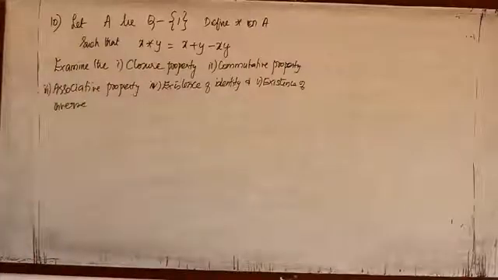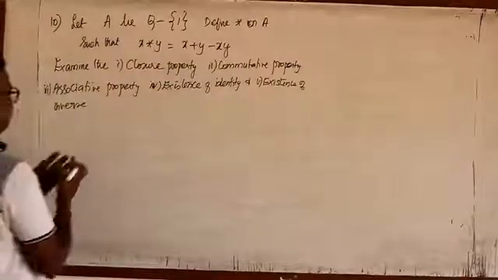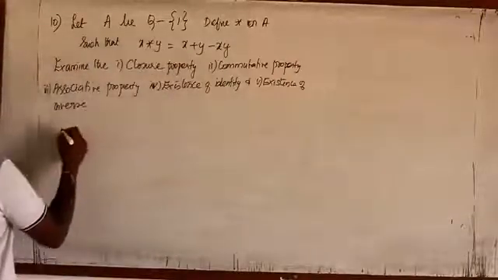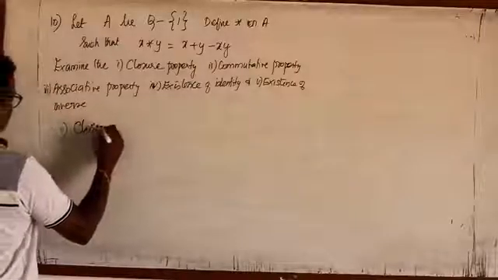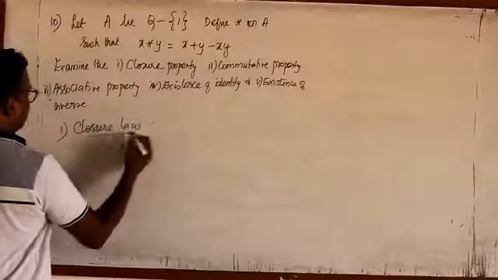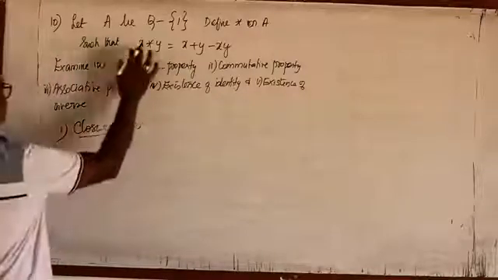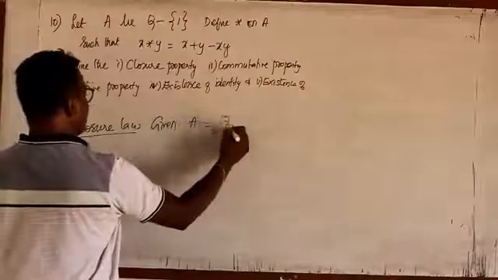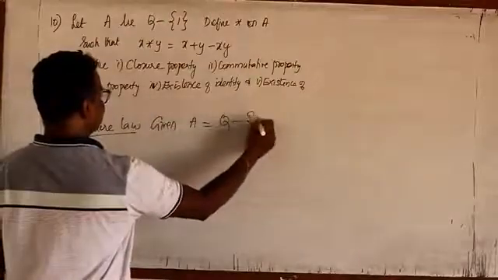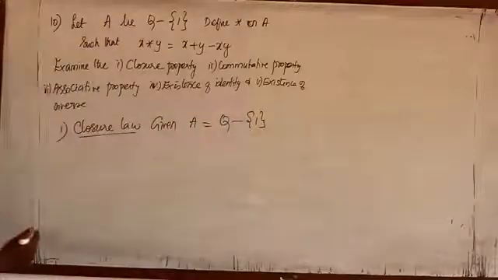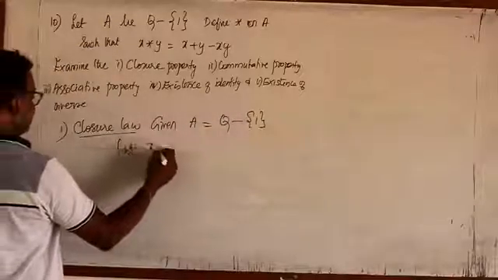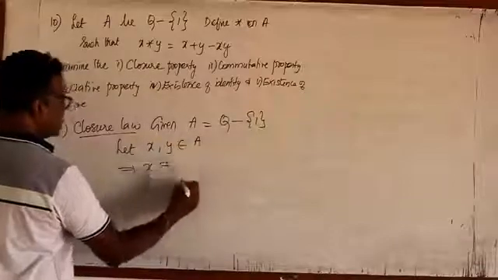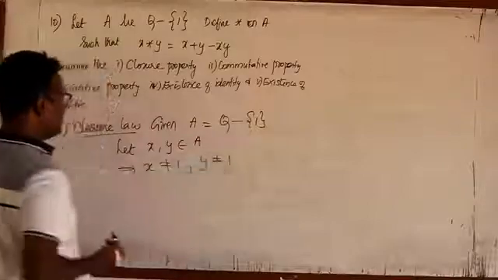Now, as we did the same in the previous problem, similarly we are going to do this problem. Here the operation is given by this one. So first one, we shall go for closure law. Because of the closure law, this problem is very important. Just listen to me. Given set A equal to the set of all rational elements except 1. So I am not considering 1. So if I take x comma y belongs to A, this implies x is not equal to 1, y is not equal to 1.